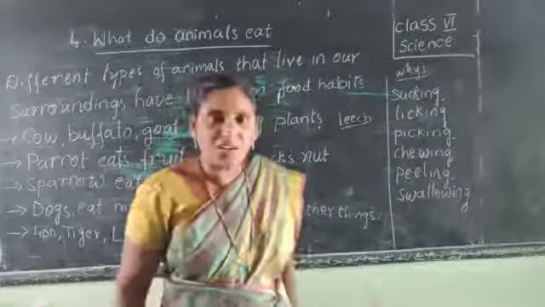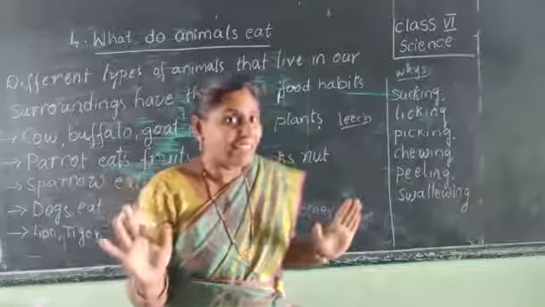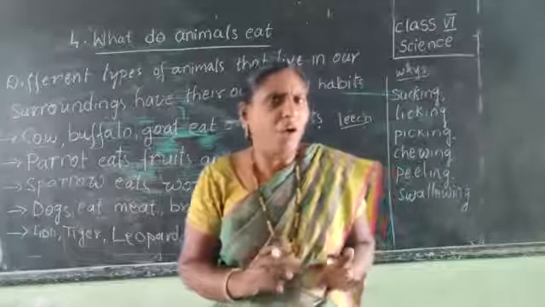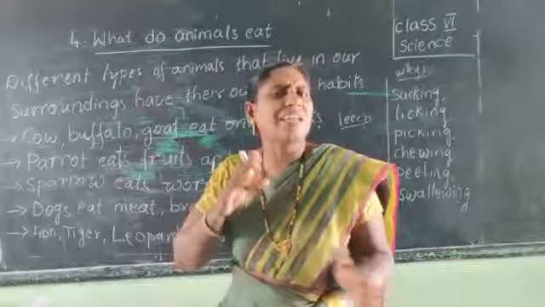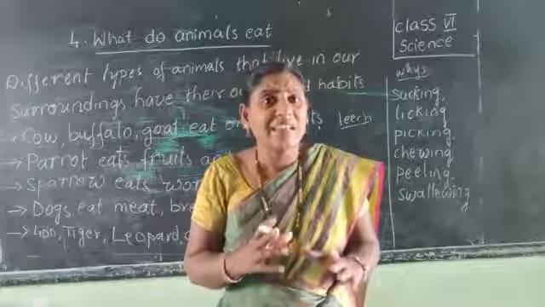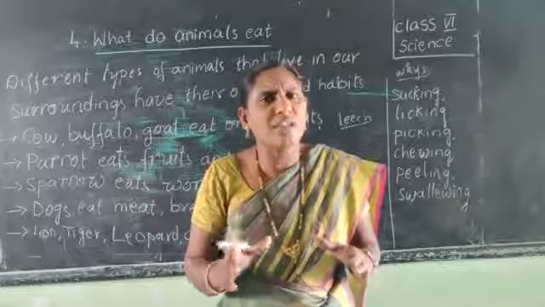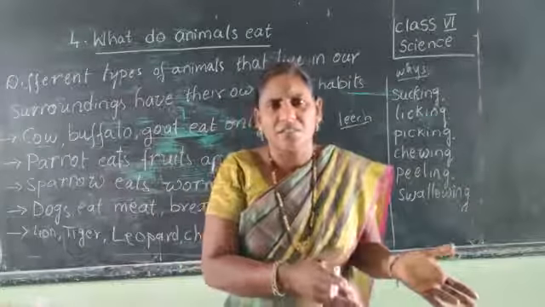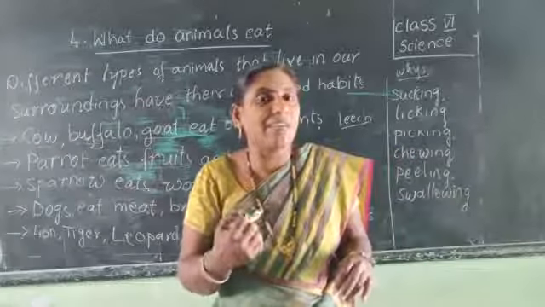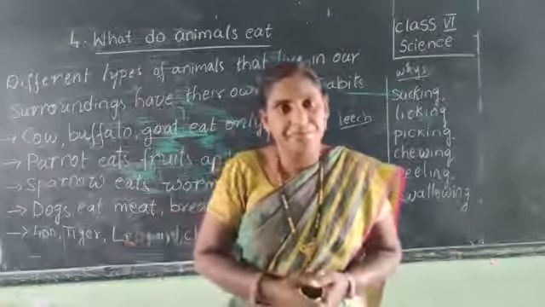Do we observe them in our surroundings? No. We won't observe them in our surroundings. They live in forests. Can you say why they live in forests? Always they are hunting other animals and eating. They are satisfying their hunger by eating all the animals. Where do we observe most of the animals? Most of the animals live in forests. These tiger, leopard, lion, they live in forests and eat other animals to satisfy their hunger.